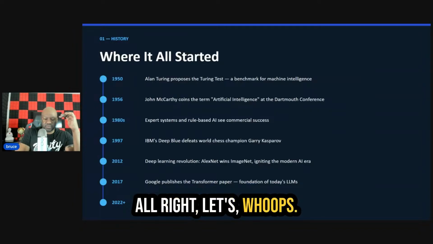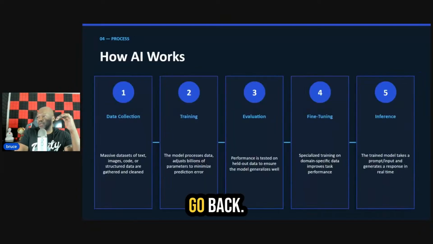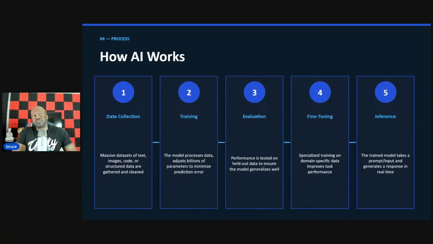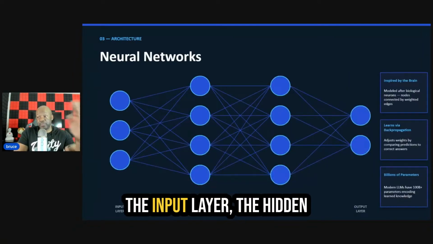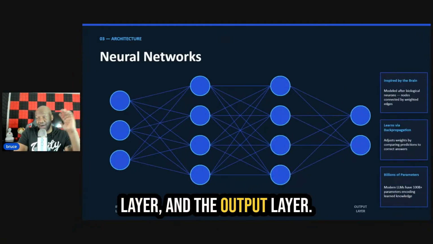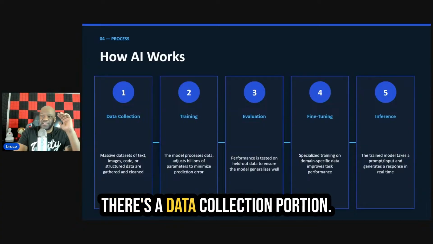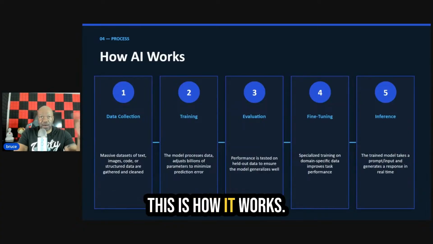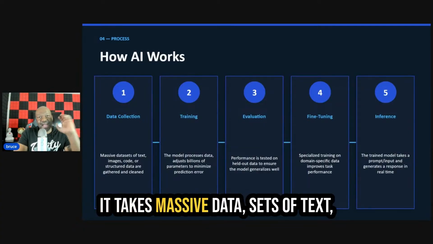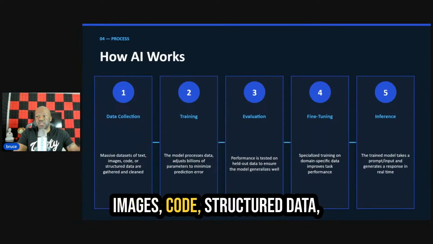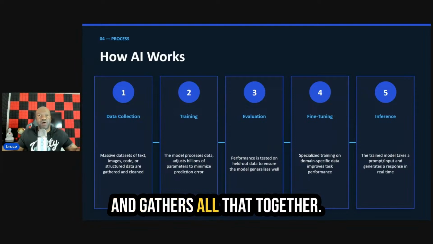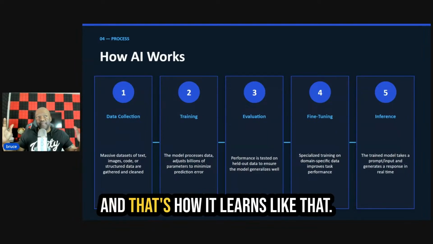All right, what are we doing here? Okay, go back. How AI works. Now remember this: the input layer, the hidden layer, and the output layer. Well, there's a data collection portion. This is how it works. It takes massive data sets of text, images, code, structured data, and gathers all that together. And that's how it learns.